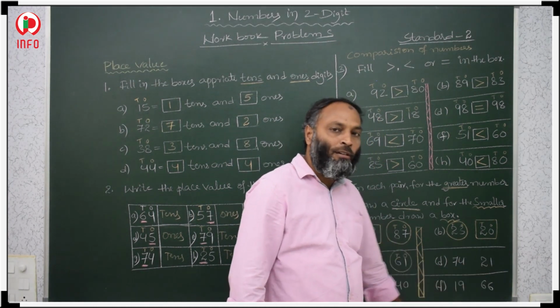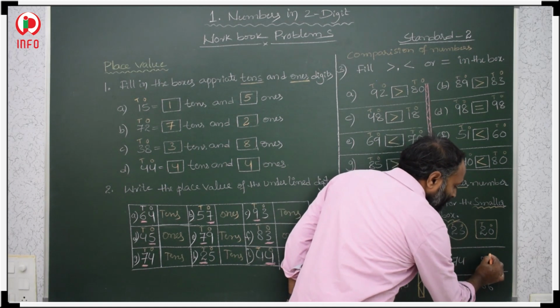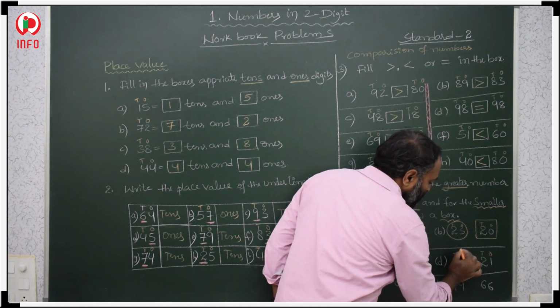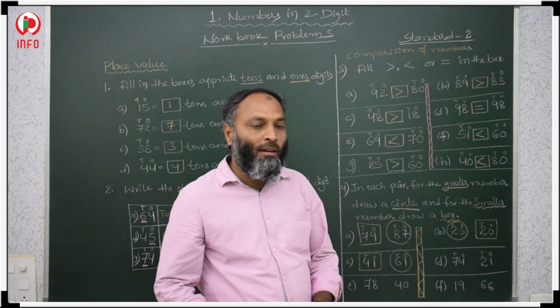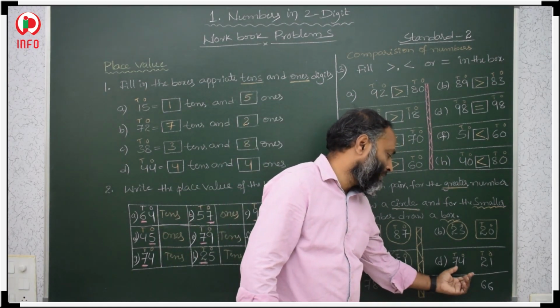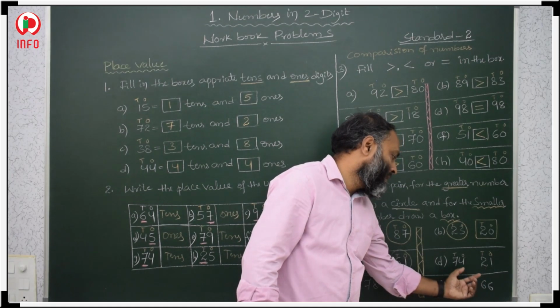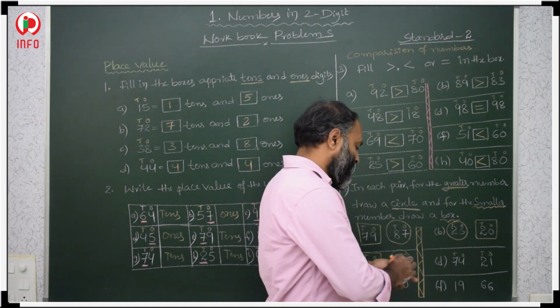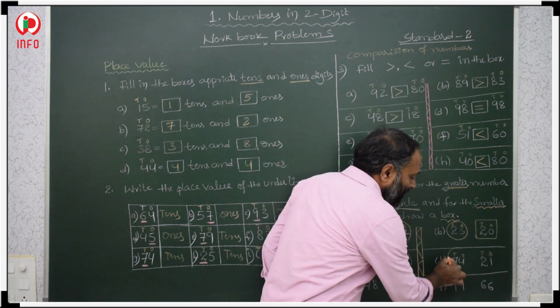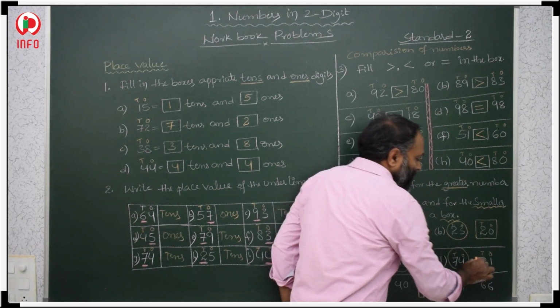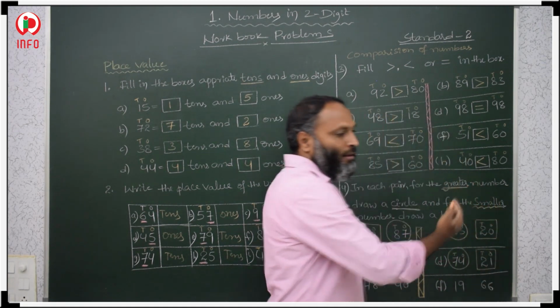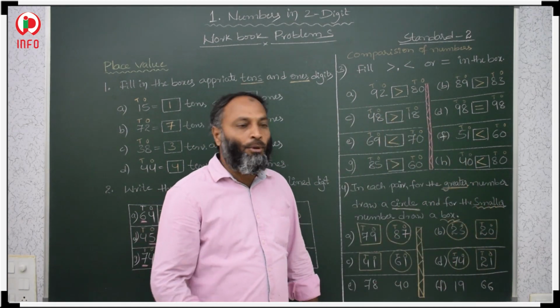Then, next pair, 74 and 21. The first is ones place and tens place. Then how to compare? We compare from tens place. 7 and 2. In 7 and 2, 7 is bigger. So it means 74 is bigger. There is a circle, and the smaller one is in a box.